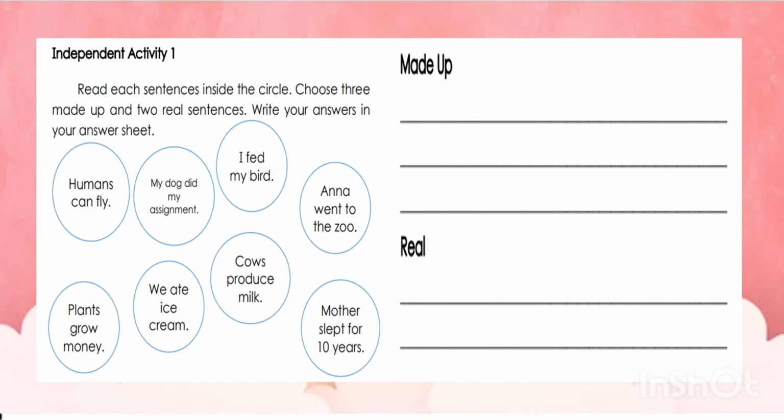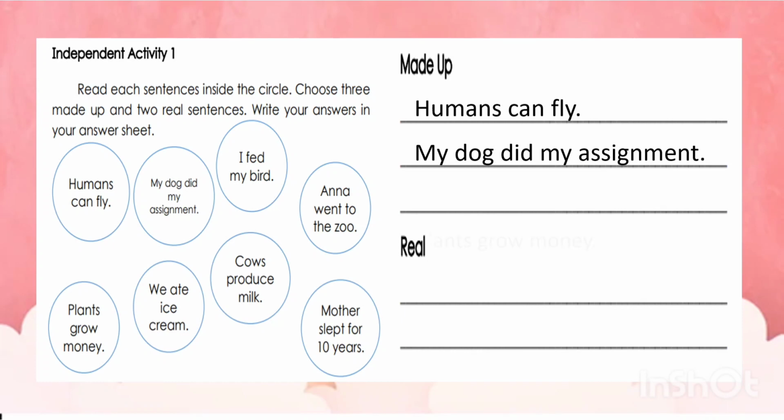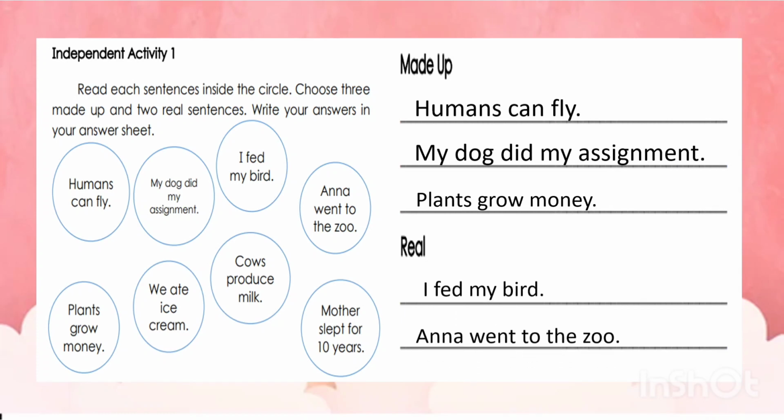What are the answers? Very good. Made up: Humans can fly. My dog did my assignment. Plants grow money. Real: I fed my bird. Anna went to the zoo.